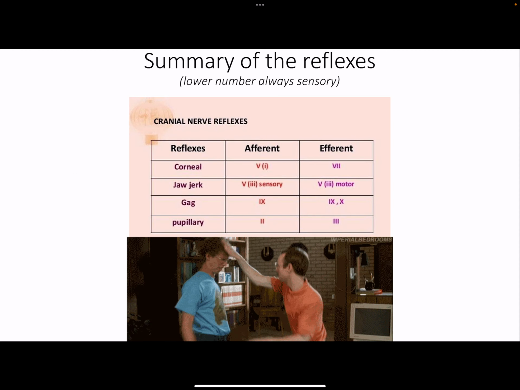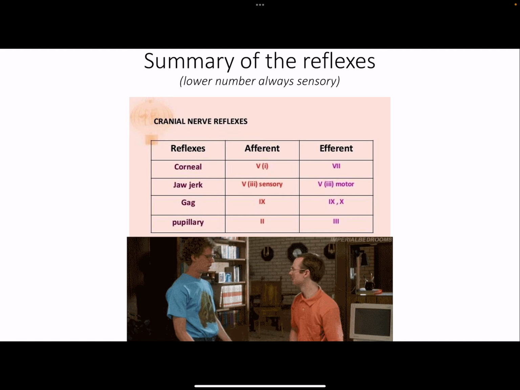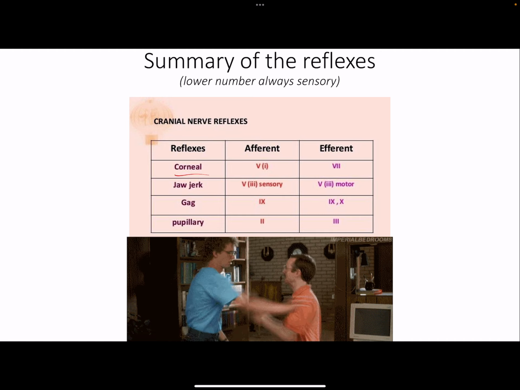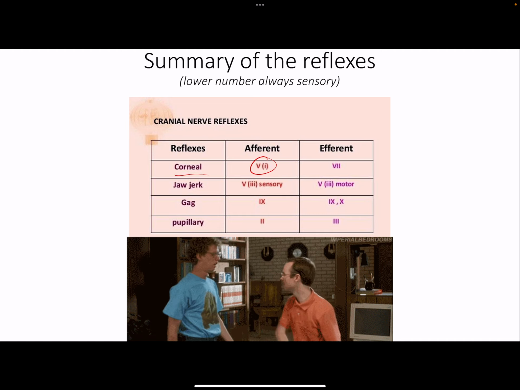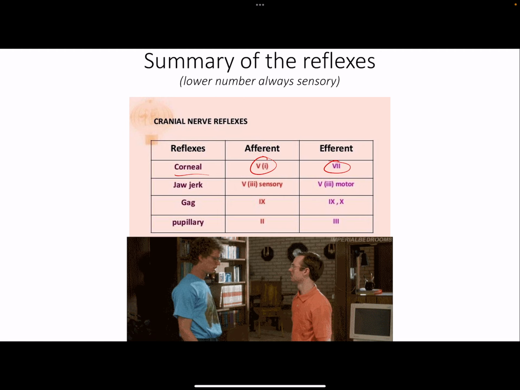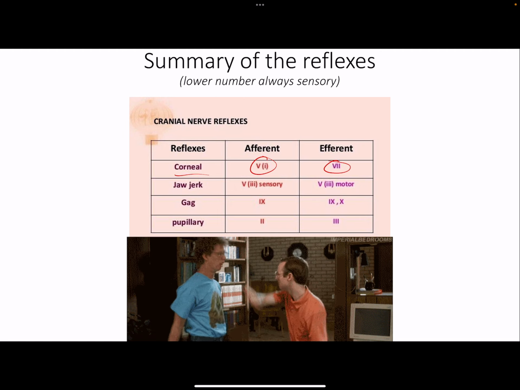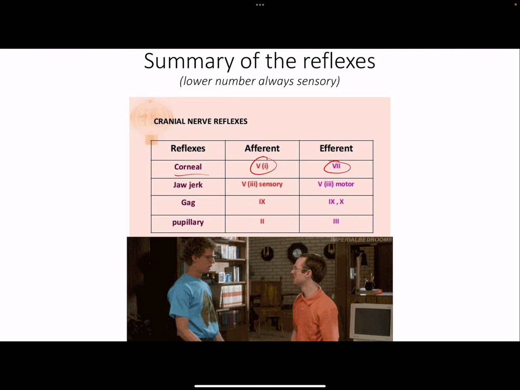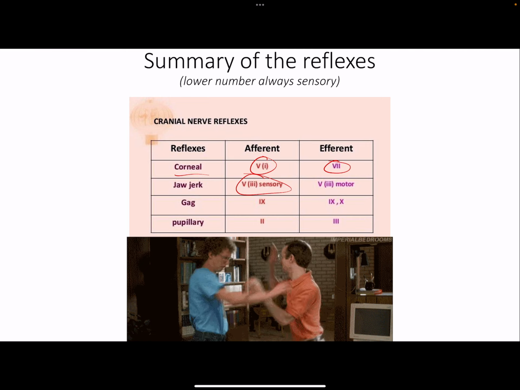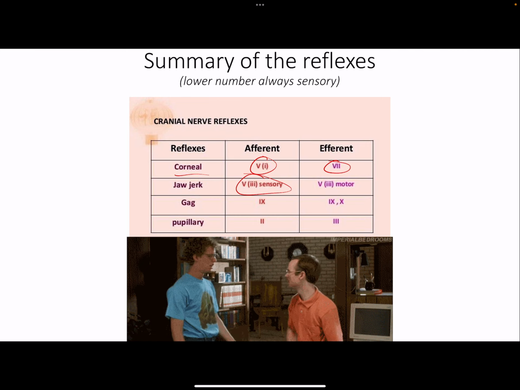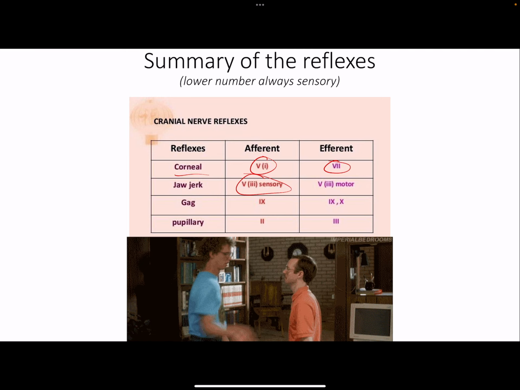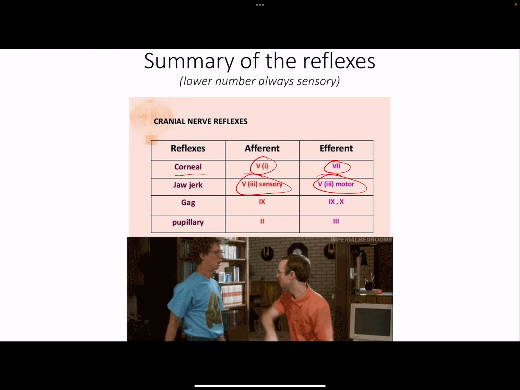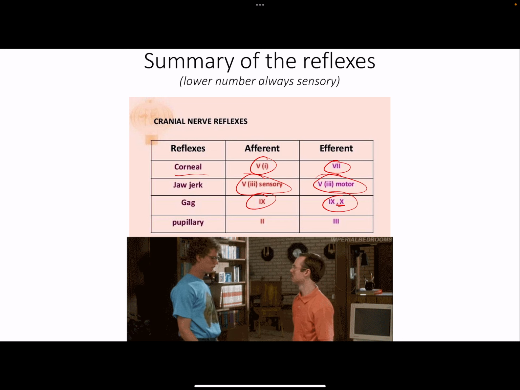So reflexes, for the most part, the numbers are always going to be lower. The corneal reflex: if somebody pokes your eye, you're going to blink. You're feeling this with V1, the ophthalmic, and you're closing your eye with the orbicularis oculi with cranial nerve 7. The jaw reflex is going to be V3, the mandibular, for both the sensory and the motor. The gag, we said, is 9, and then mostly 10 for the efferent.